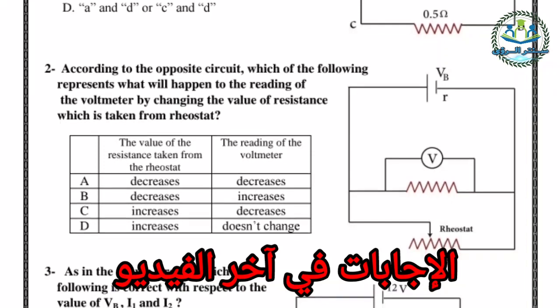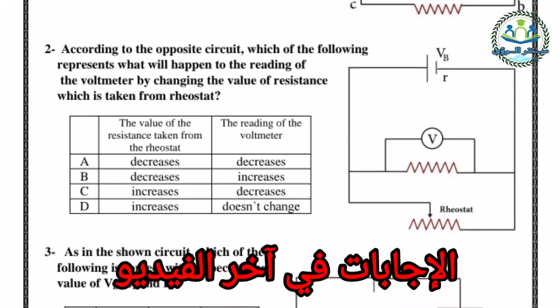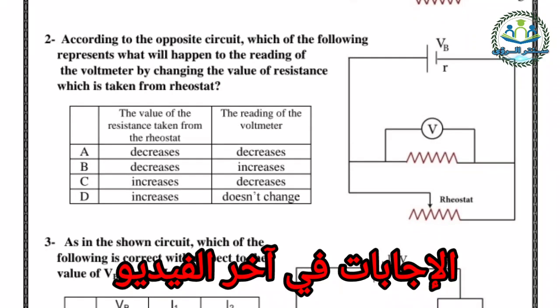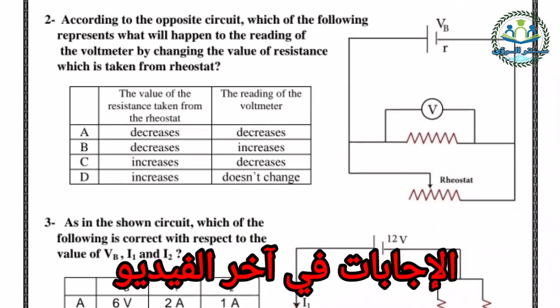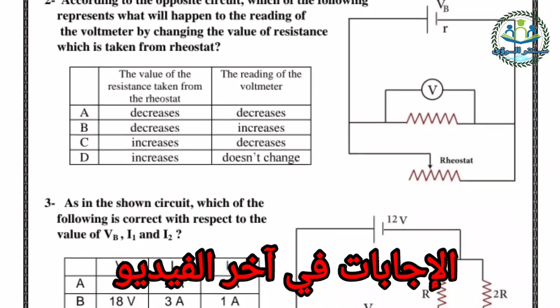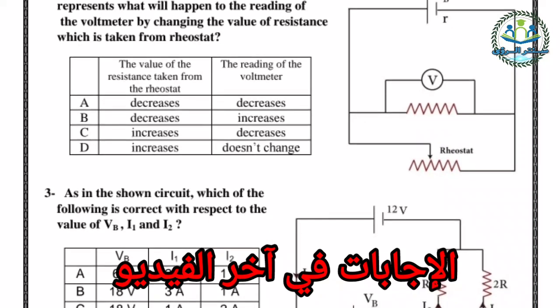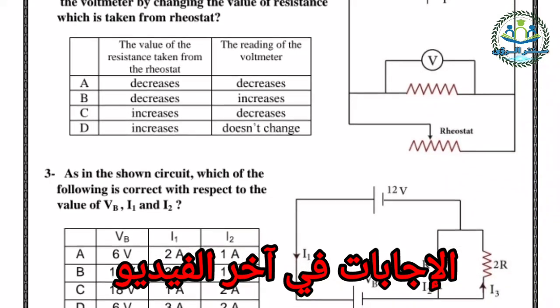3. As in the shown circuit, which of the following is correct with respect to the value of VB, I1 and I2? A) 6 V, 2 A, 1 A; B) 18 V, 3 A, 1 A; C) 18 V, 1 A, 2 A; D) 6 V, 3 A, 2 A.